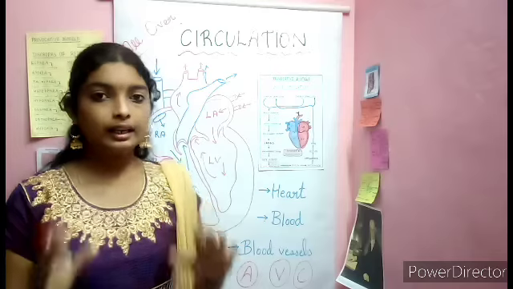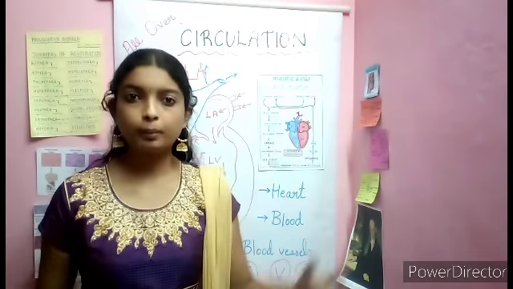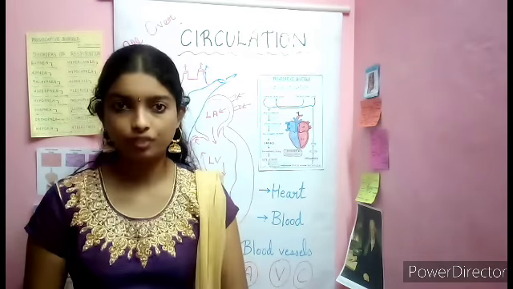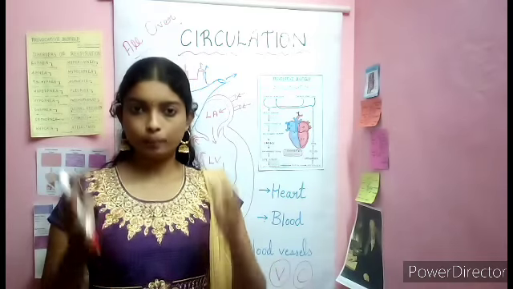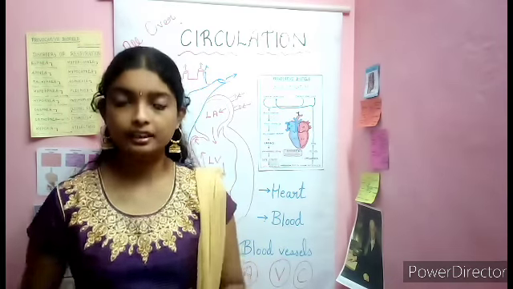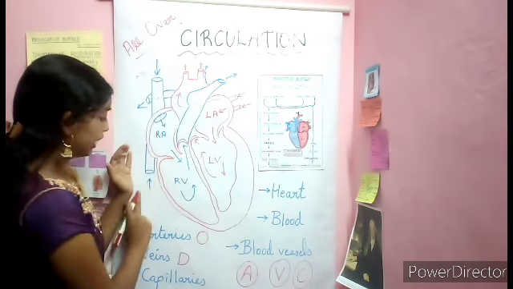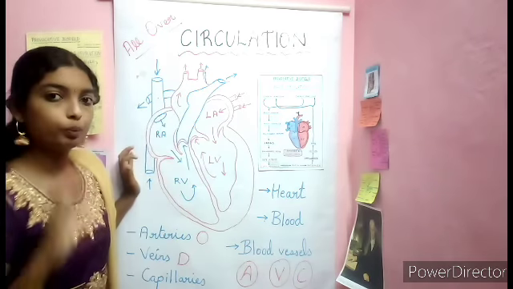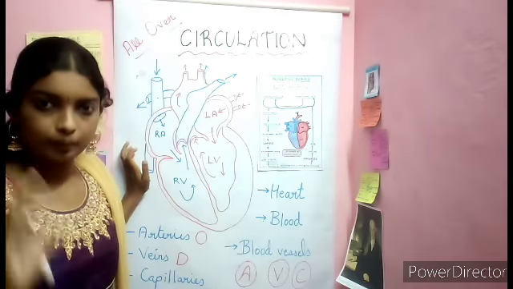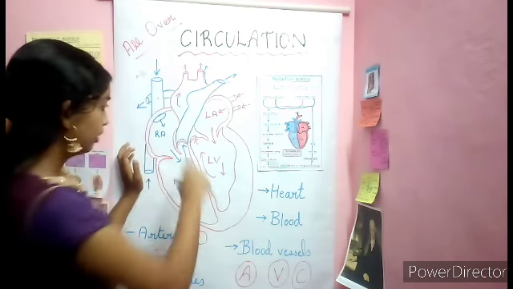Now let's learn the blood circulation. In your body, deoxygenated blood is collected by veins and reaches the heart. From the lower part of your body, the deoxygenated blood is carried through the inferior vena cava. The part here is the inferior vena cava and this is the superior vena cava. These two are veins that carry the deoxygenated blood and reach the right atrium.